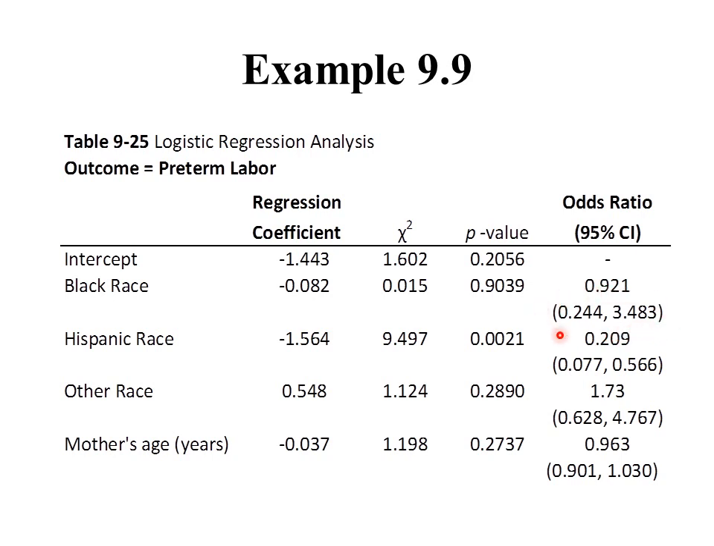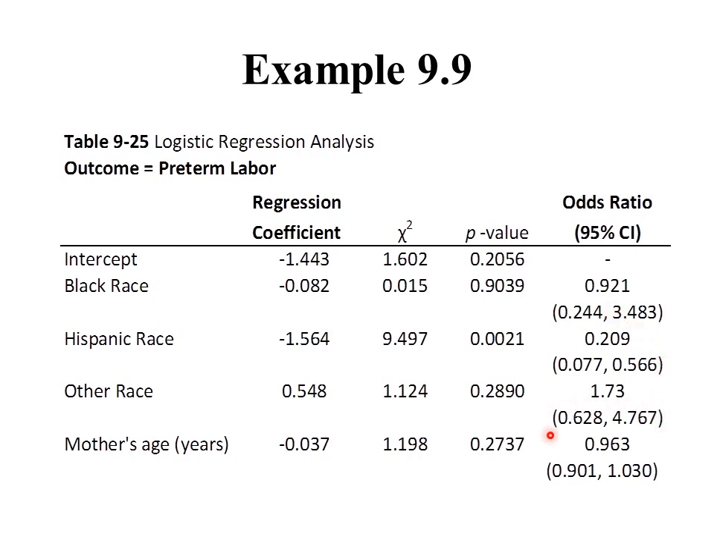So for the black race, the confidence interval is anywhere from about 0.2 up to about 3.5. Now notice that that interval contains 1. So it's very possible that that odds ratio really does equal 1, which means that there's not a lot of difference between black race and white race. And that's exactly what this p-value is saying here, that being of the black race is not a significant indicator of having preterm labor.